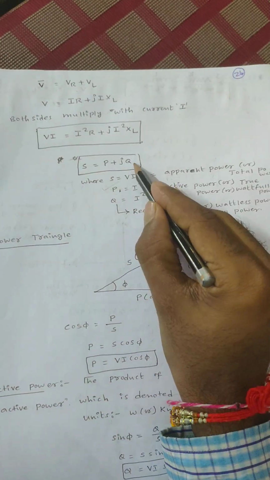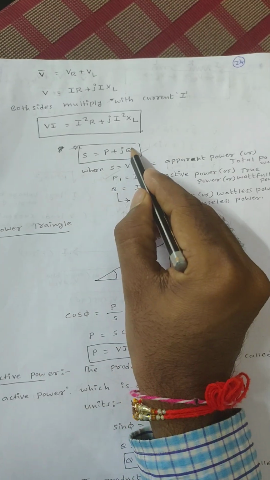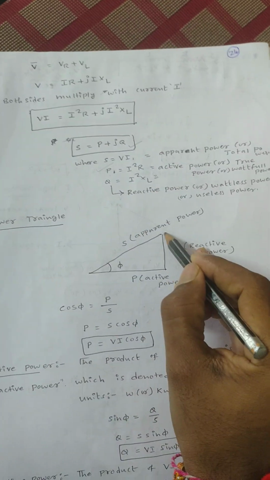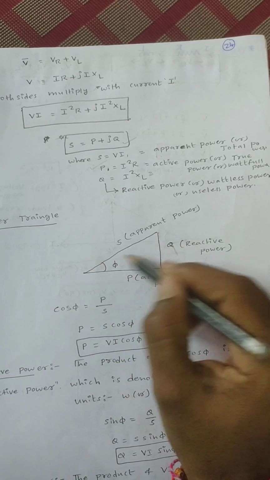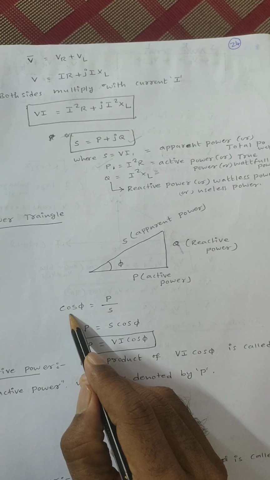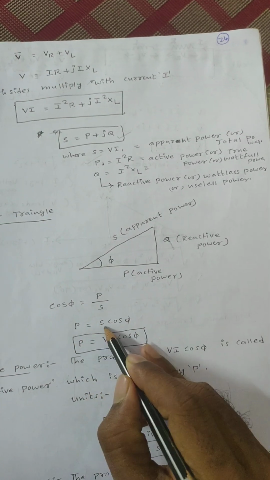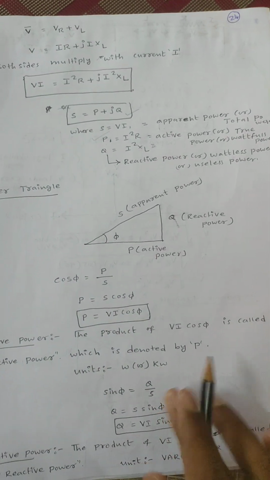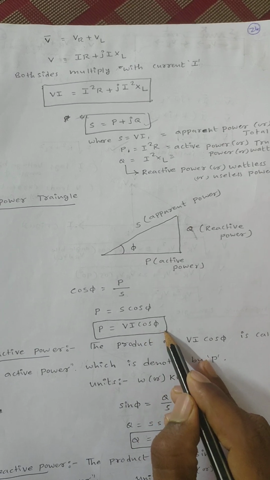From this equation, if I draw the power triangle, P is taken as reference. Q is leading P by 90 degrees. This is the representation of 90 degrees. The sum of P and Q is nothing but S, right? From this, cos phi is equal to P by S, that is P is equal to S into cos phi. Already we know S value is VI, right? P is equal to VI cos phi.